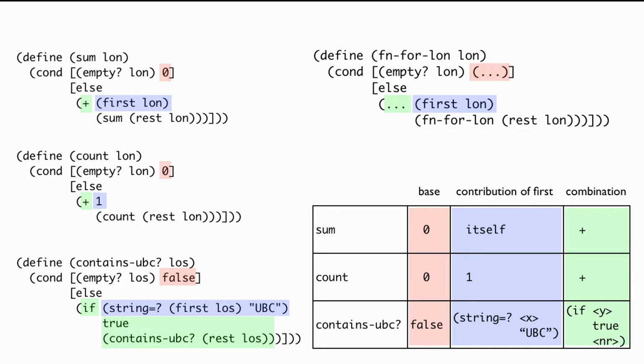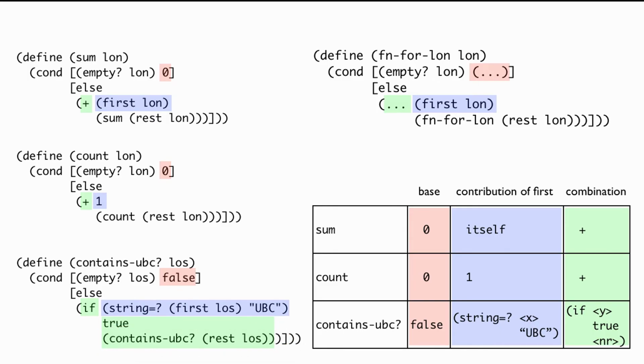Now that we understand better what the blue and the green are, the contribution of the first, and the way in which that contribution is combined with the natural recursion, now you can see why I colored things the way I did in contains UBC. The contribution of the first is just to say, is the first element of the list equal to UBC? And the combination is to say, well, if the contribution of the first is true, then produce true. If the contribution of the first is false, then produce the natural recursion.